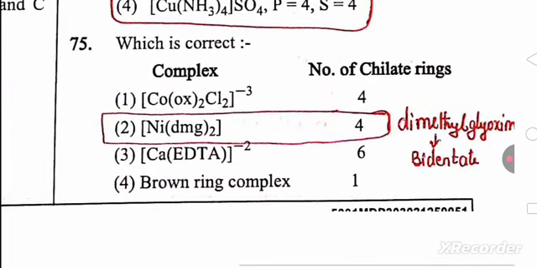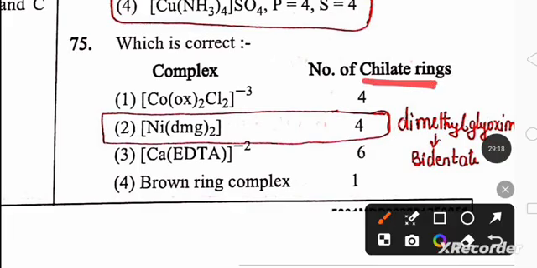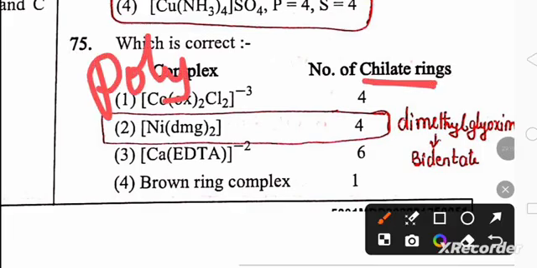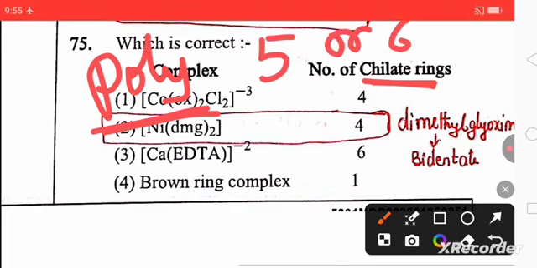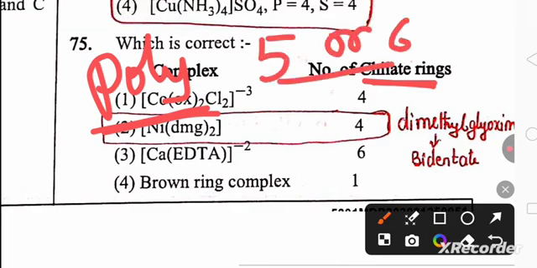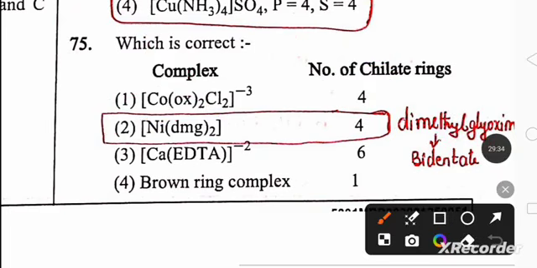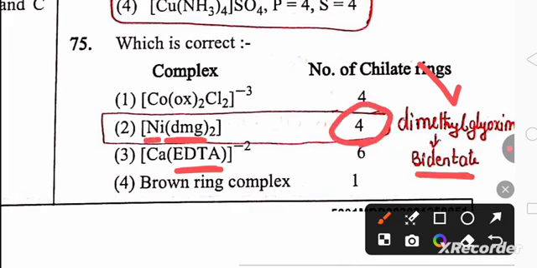One more question: which is correct? Remember children, we need to find the number of chelating rings. Chelating rings are formed by polydentate ligands, and when a polydentate ligand combines with the central metal ion, it should form a 5 or 6 membered ring. Among the ligands, EDTA is polydentate, but it cannot form a chelating ring with the central metal atom. Whereas DMG, dimethyl glyoxime, is a bidentate ligand. After reacting with nickel, it can form chelating rings with the central metal. That's why option 2 is the correct one in this case.